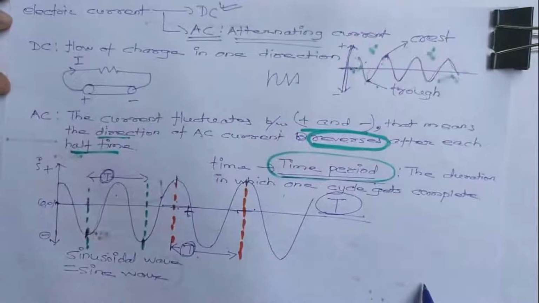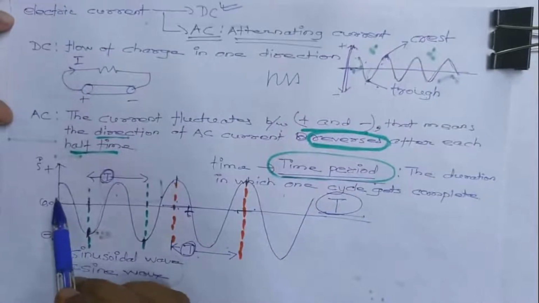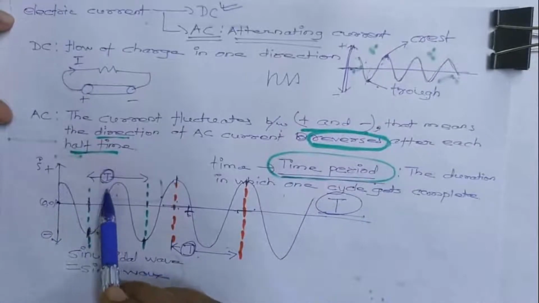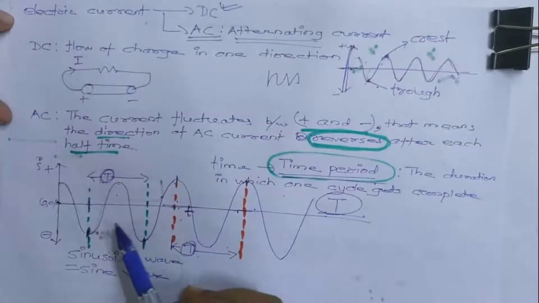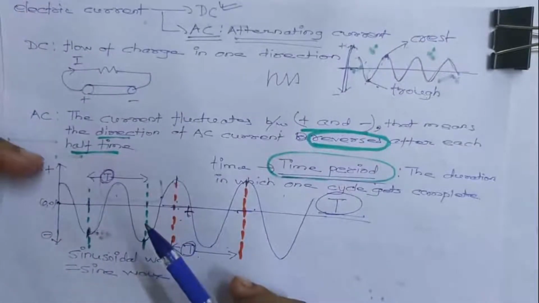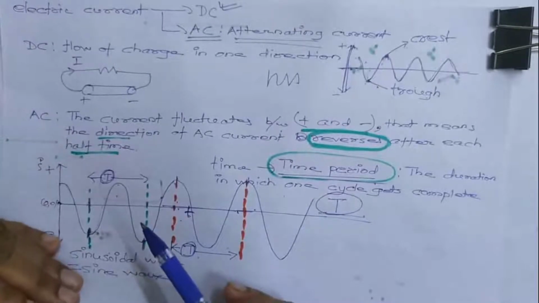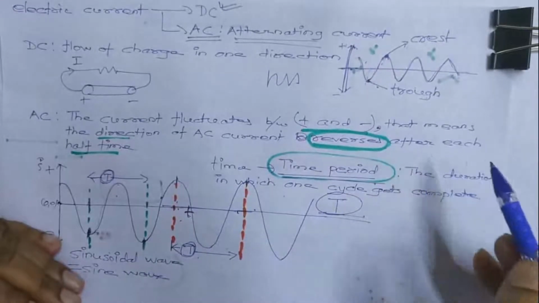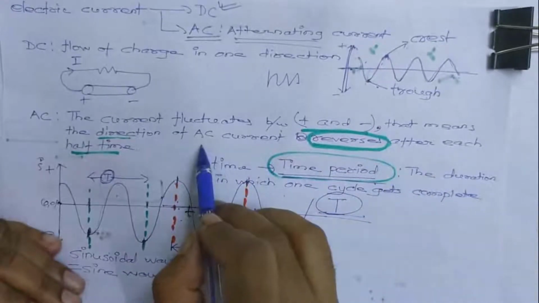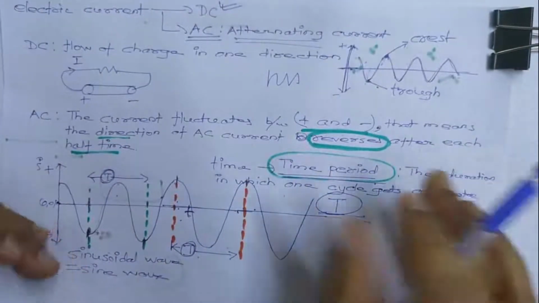So what you observed is that the value of the current keeps on fluctuating. Sometimes it goes to the plus side, and sometimes, exactly half of the time, it goes to the negative side. This is what I wrote down here. The direction of AC current reverses, meaning it changes.